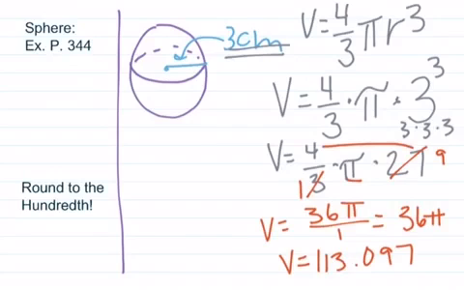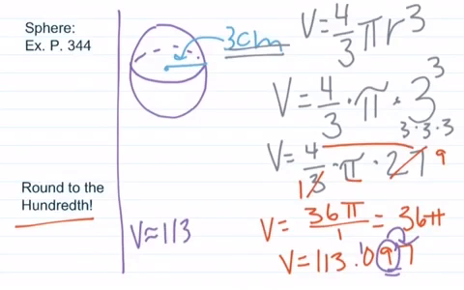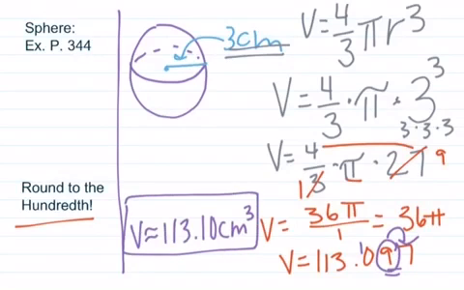113.097. If I round to the hundredth, the 9 is in the hundredths place. When I look next door, 7 is 5 or bigger, so this 9 is going to go up to a 10, and I've got to carry my 1. So for space, I'm going to move over. Volume is 113.10 centimeters cubed. Again, volume is always units cubed.